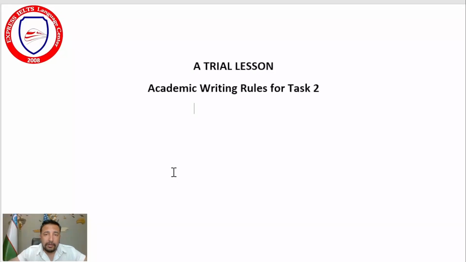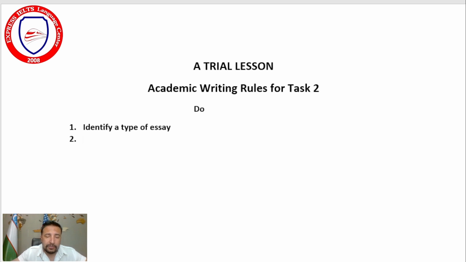Okay, let's start our trial lesson. This lesson is about academic writing rules for task 2. There are lots of things you need to do in academic writing. The first thing that you need to do is identify the type of essay. For example, an essay can be a reason solution essay, maybe a problem solution essay, maybe a discussion, maybe advantage disadvantage, because the structure would be different depending on the type of essay.